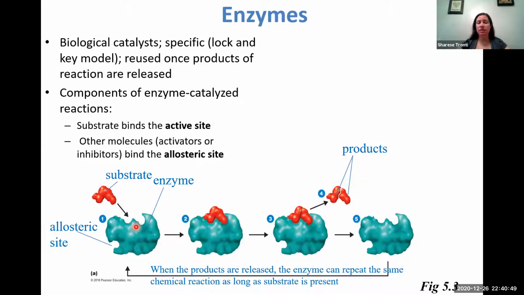So a couple of different sites that you guys need to know. This green thing here, that's the enzyme. The red part is the substrate. The substrate is going to fit specifically into what we call the active site. So that's where the substrate is binding to, is in the active site. There's another site called the allosteric site. This is where other molecules, which can include activators or inhibitors, are going to bind to. So substrate binds to the active site. Other molecules are going to bind to the allosteric site.